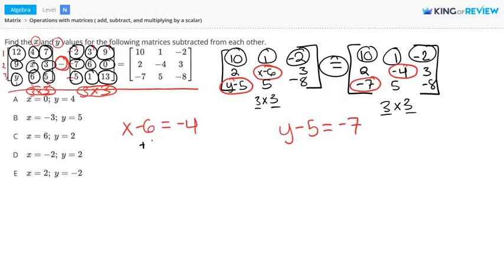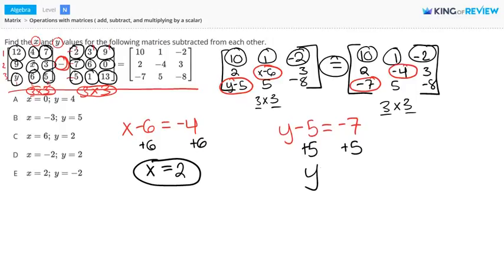So here I'm going to add 6 on both sides. I'm left with x equals negative 4 plus 6, which is 2. So now I know that x is equal to 2. For this second equation, I'm going to add 5 on both sides. y equals negative 7 plus 5, which is negative 2. So now I know that y is equal to negative 2. So letter E is correct.